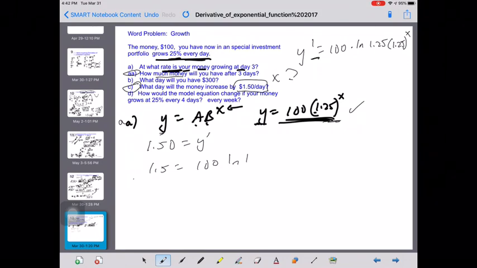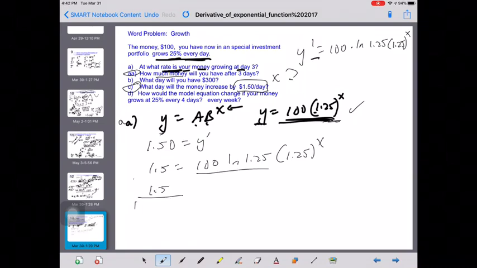So 1.5 is equal to 100 ln 1.25 times 1.25 to the x. So this is another solving for exponential equation. You divide both sides by the constant, so 1.5 divided by 100 ln 1.25. So this massive thing is just a number. You can just put it in your calculator.